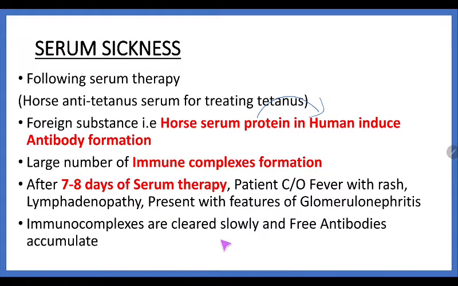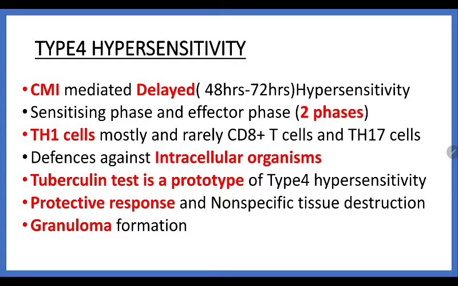Later these immune complexes are cleared slowly and free antibodies will accumulate in the body. This is all about serum sickness, again a type of type 3 hypersensitivity reaction. With this we are completing type 3 hypersensitivity reaction. Now we move on to type 4 hypersensitivity reaction.